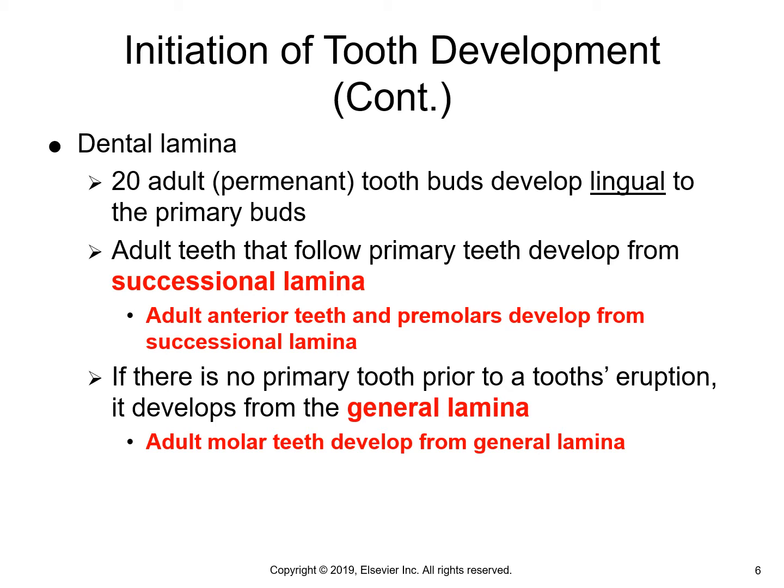The adult teeth that follow primary teeth develop from what's called the successional lamina. Adult anterior teeth and premolars develop from that lamina. If there are no primary teeth prior to a tooth's eruption, it will develop from the general lamina. So this would be adult molar teeth. We do not have primary teeth that precede our adult molar teeth. So they develop from what's called the general lamina.